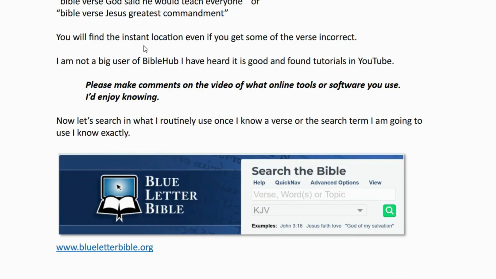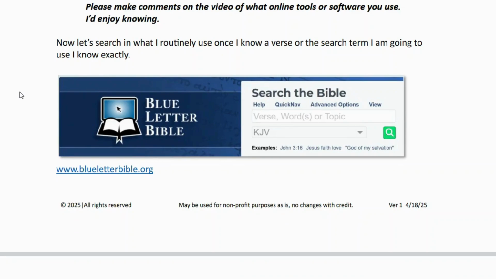And you're going to find I usually find instantly what I need, even if I get some of the phrasing wrong in the verse. I'm not a big user of Bible Hub. I have heard it's really good and found tutorials on YouTube. Please make comments on the video of what online tools or software you use. I'd really enjoy knowing what you use in your own research.